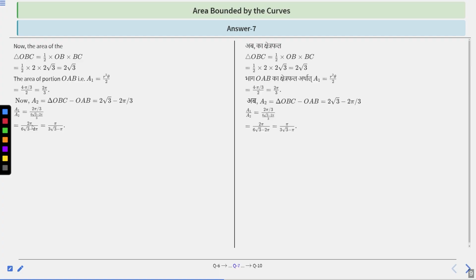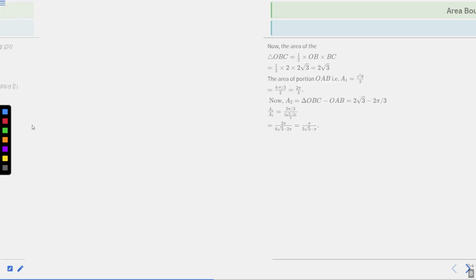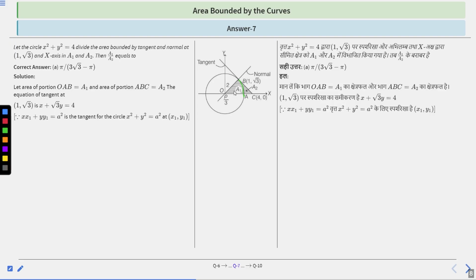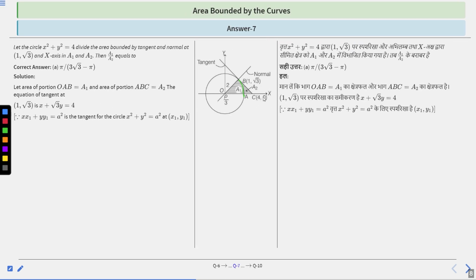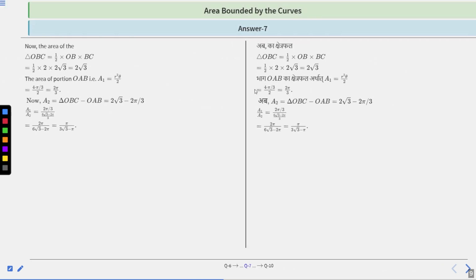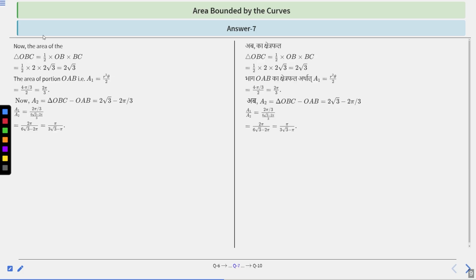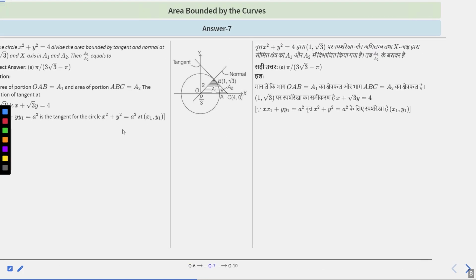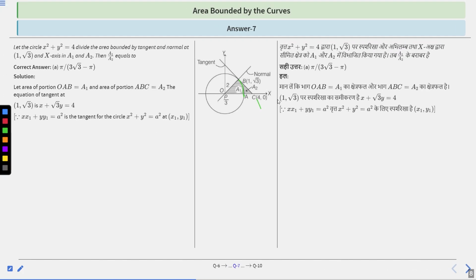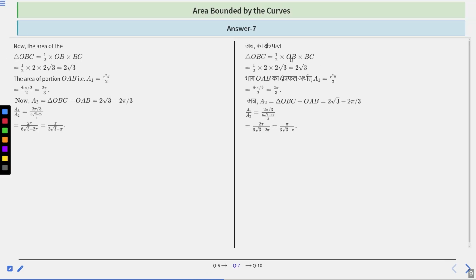Now the area of triangle OBC, that is the whole shaded region, is basically half into OB into BC, which is equal to half into OB, which is 2 because it is the radius of the circle, and BC is basically 2 root 3. You can calculate BC by using Pythagoras theorem, because OC is 4 and OB is 2, right? Therefore, BC is basically 2 root 3, and the area of triangle OBC is 2 root 3.